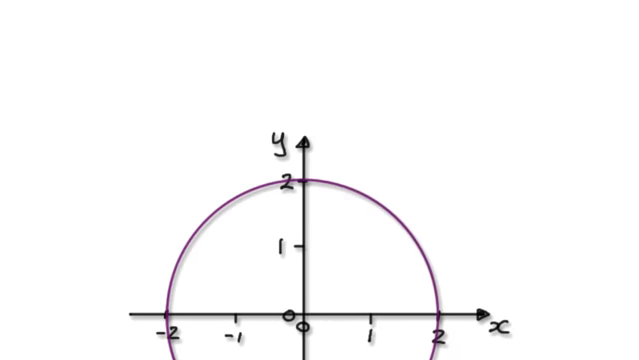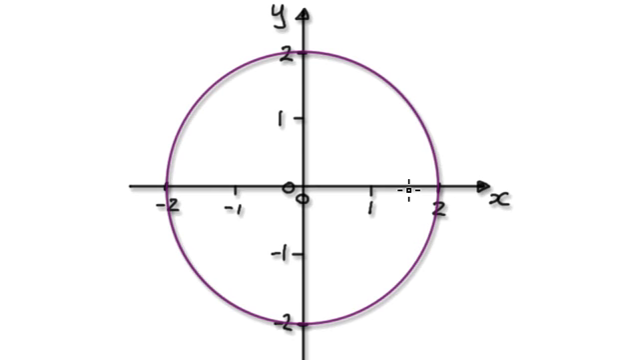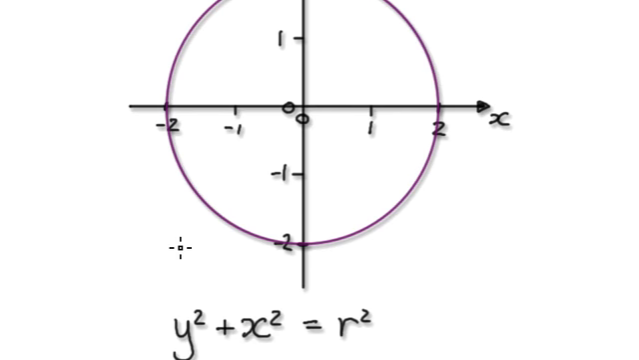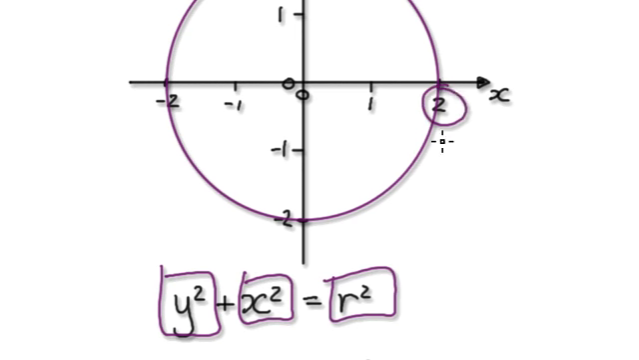Before we proceed, let me just quickly tell you about the equation of a circle. Suppose you want to draw a circle of radius 2 here. Then the equation for that circle would be in this form here: y squared plus x squared equals r squared, and r in our case will be 2.